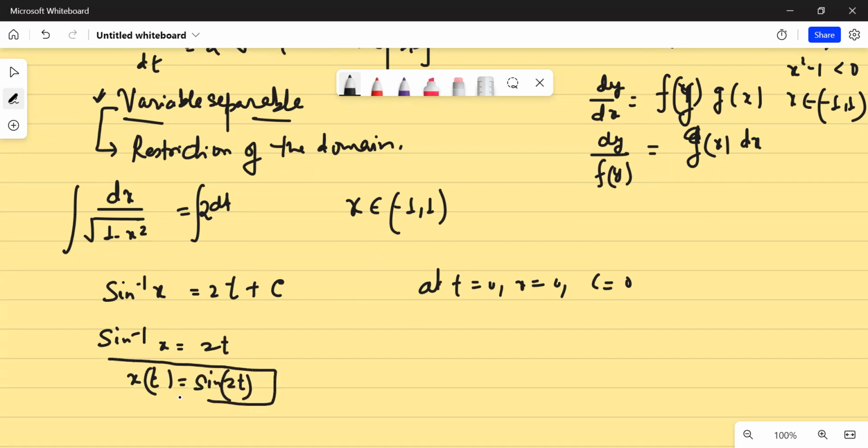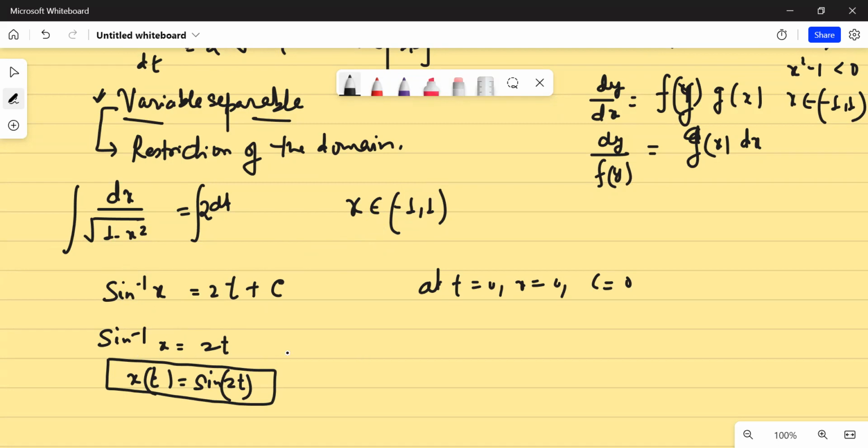Okay, is that clear? Now you can see that even at minus 1 and 1, your solutions can be found. Is that clear? So while you were doing it, you could not include these things.